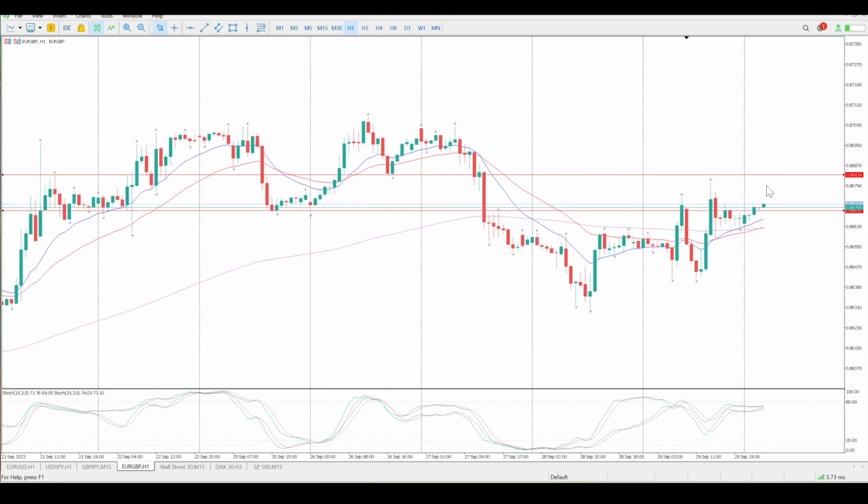So that's kind of the view that I've got today. A little bit cautious with the Forex setups that I can see. Euro USD is probably the only one that's got a half decent setup.